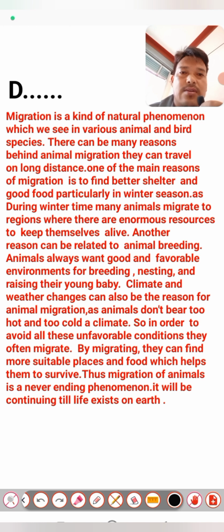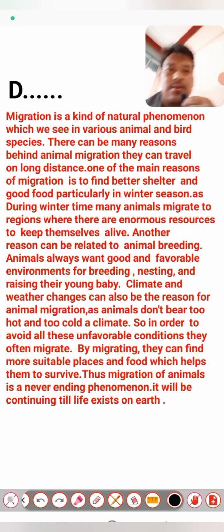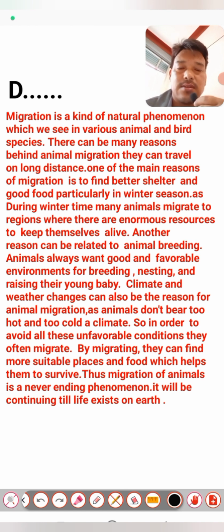animals migrating to new places, from colder areas to hot areas, and from upper hills to plain and dry regions. Most of the time we see animals migrating for good food, particularly in the winter season, as during winter many animals migrate to regions where there are enormous resources, where they can find enormous resources to keep themselves alive.